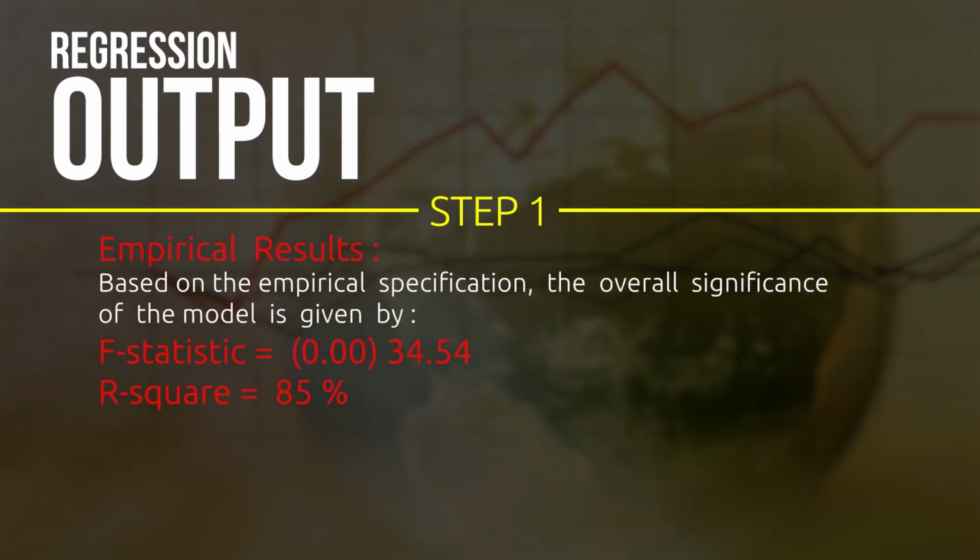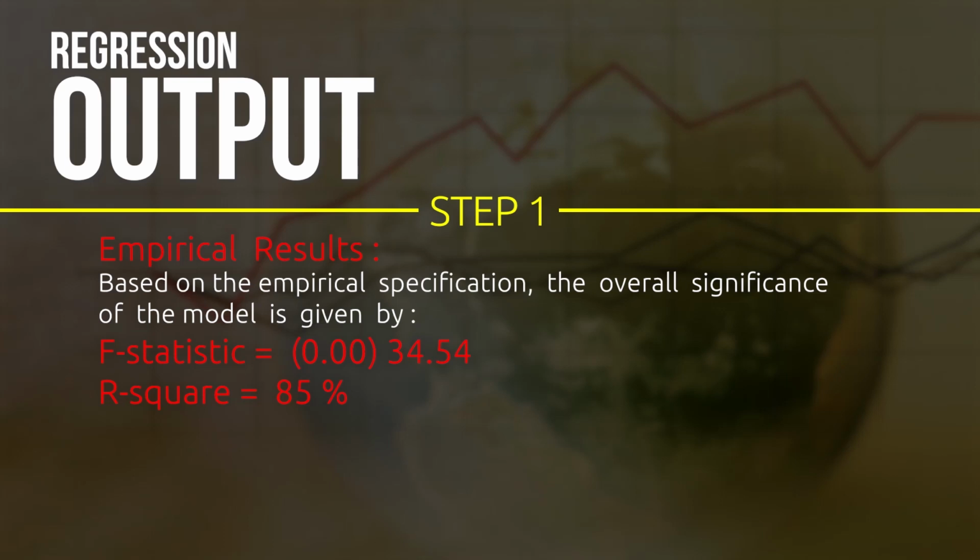So in step 1, we observe that by using the data of 20 years on these two variables and running the OLS method, we get an F statistic of 34.54, and the p-value, or the level of significance, is given within the bracket, which is 0.00. So this level of significance is less than 0.05. So according to our decision rule, the null hypothesis gets rejected.